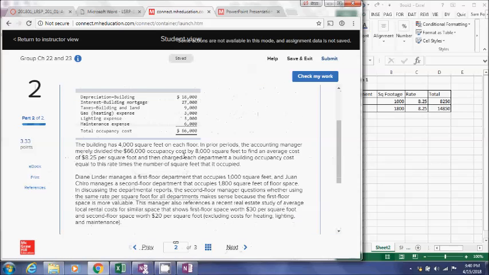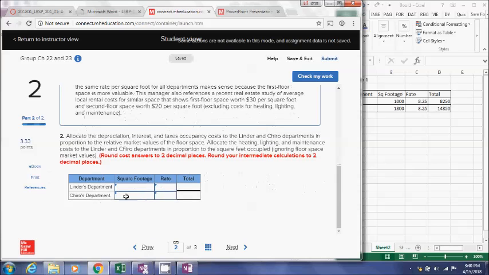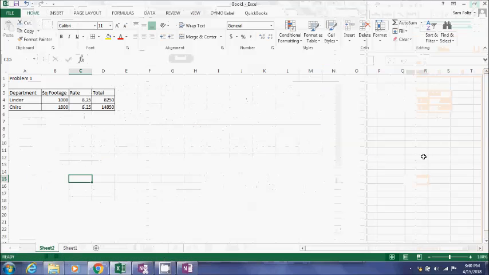So same deal here, still managing. It says allocate the depreciation, interest, and taxes occupancy cost to the Lender and Chiro departments in proportion to the relative market values of the floor space. Oh man. Allocate heating, lighting, and maintenance cost in proportion to square feet occupied, ignoring floor space market values, and we kind of have the same thing. They want us to answer it the same way, but very, very different scenario.